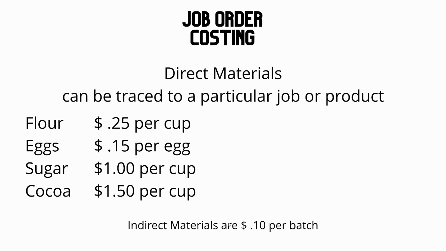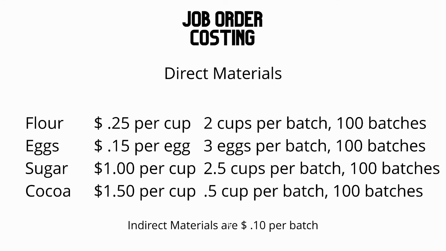The direct materials can be traced to a particular job or product. In this example, the items that go into making brownies that are easily traced to this particular job or product include flour, which is 25 cents per cup, eggs, which are 15 cents per egg, sugar, which is $1 per cup, and cocoa, which is $1.50 per cup. There are indirect materials that are 10 cents per batch, and those will go into the factory overhead costs.